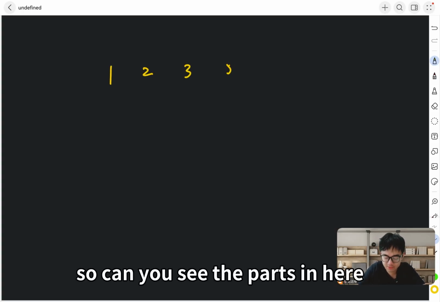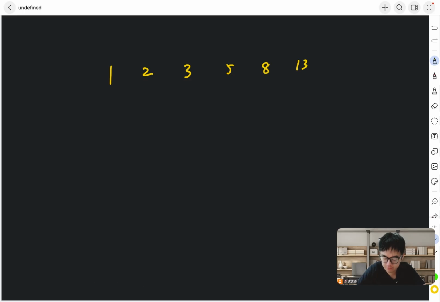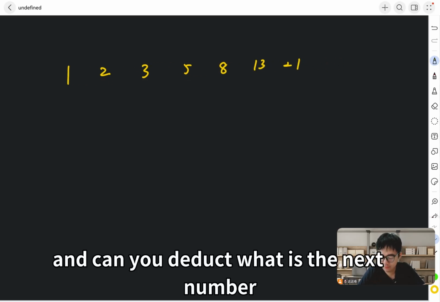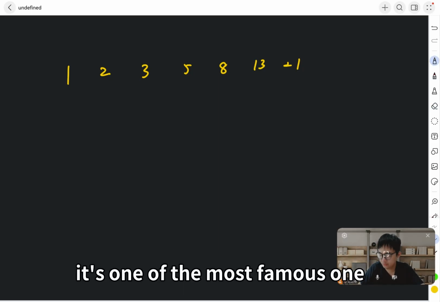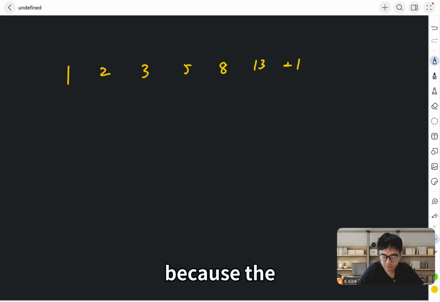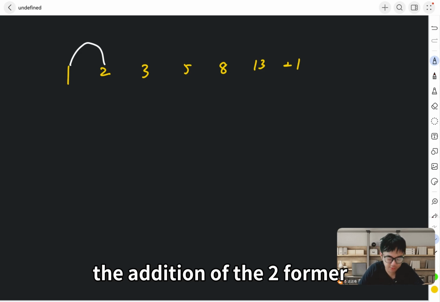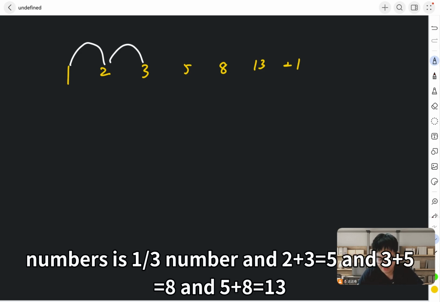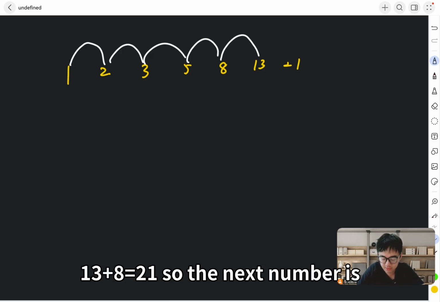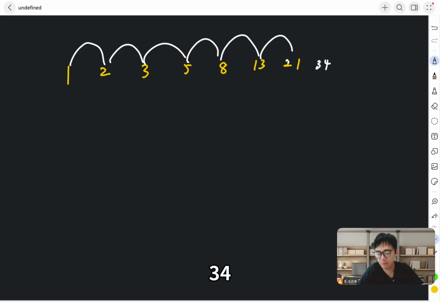So can you see the pattern here? And can you deduce what the next number is? It's one of the most famous because the addition of the two former numbers is the third number. 2 plus 3 is 5, and 3 plus 5 is 8, and 5 plus 8 is 13, 13 plus 8 is 21, so the next number is 34.